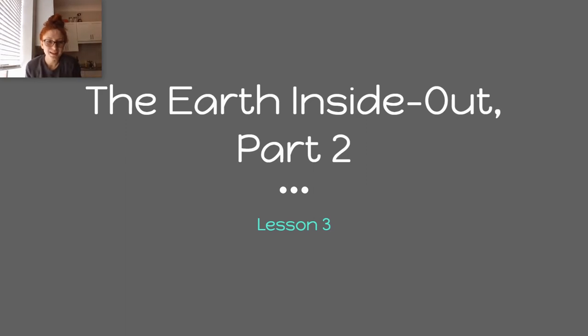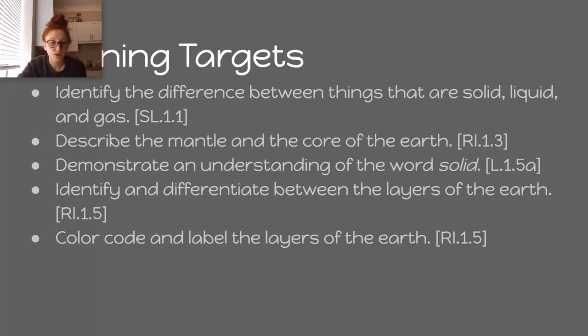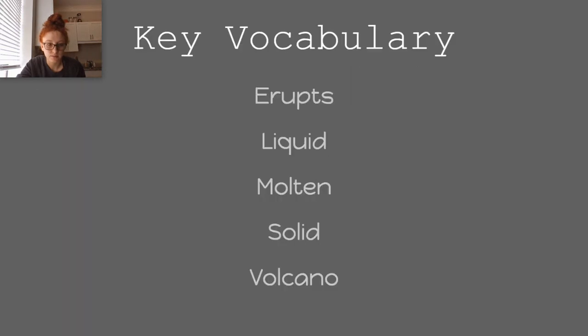Welcome back. Today's story is called The Earth Inside Out, Part 2. Our learning targets are to identify the difference between things that are solid, liquid, and gas, describe the mantle and the core of the Earth, demonstrate an understanding of the word solid, identify and differentiate between the layers of the Earth, and color code and label the 3 layers of the Earth.